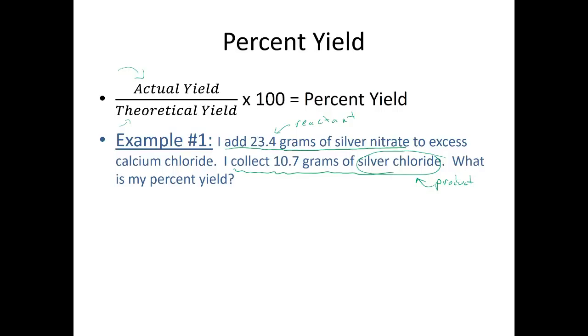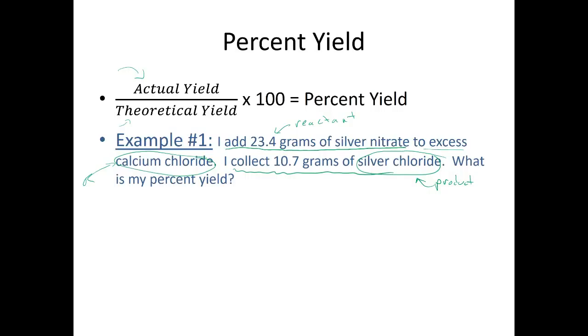Okay, so we know what our reactants are: silver nitrate, and then I'm adding that to calcium chloride, so that's also a reactant. And I'm going to produce some products. Now we know how to predict our products.